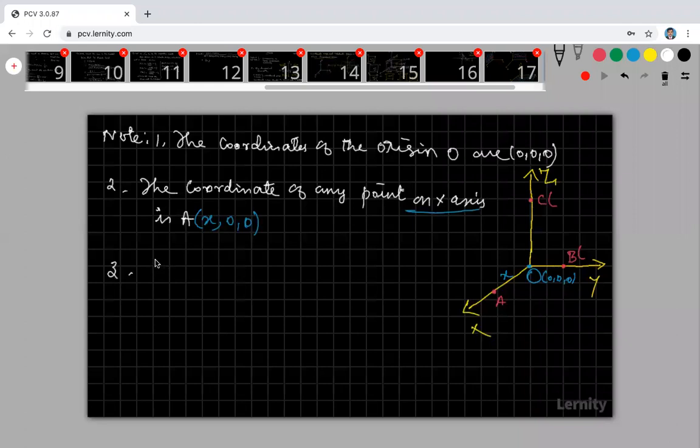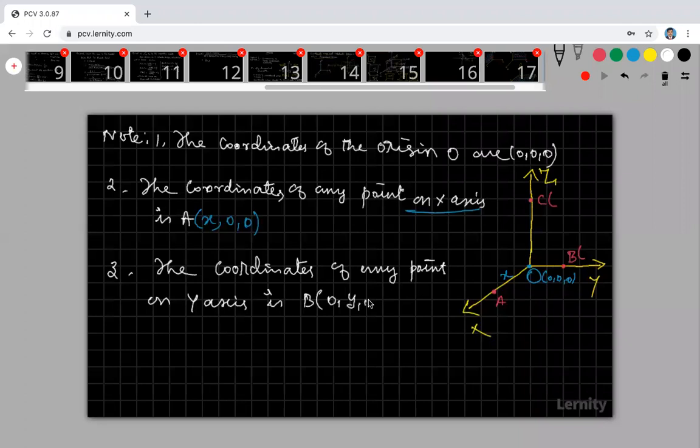What about the y-axis? The coordinates of any point on the y-axis is B of 0, y, 0. So therefore this is 0, y, 0.